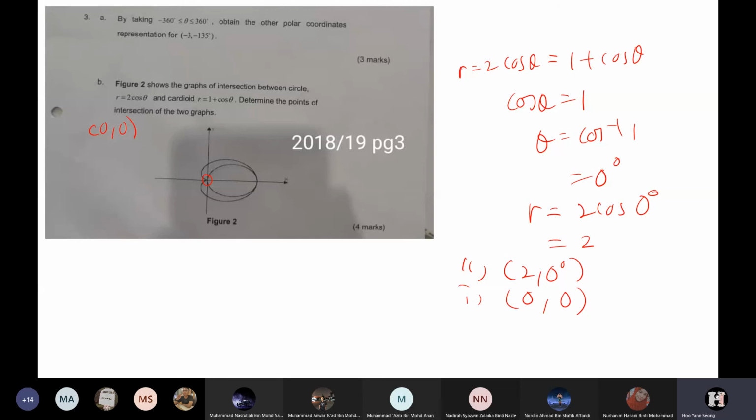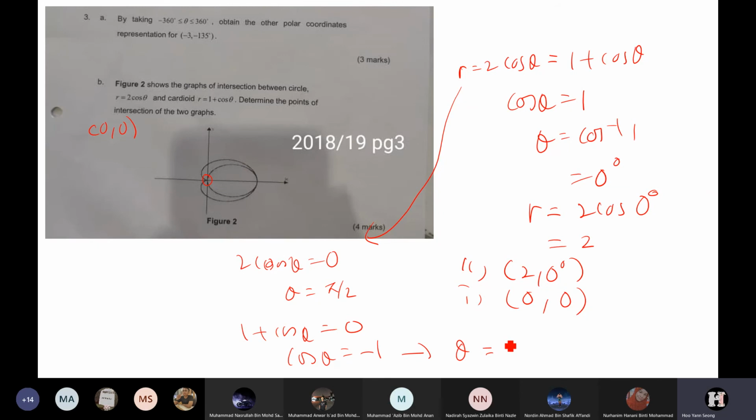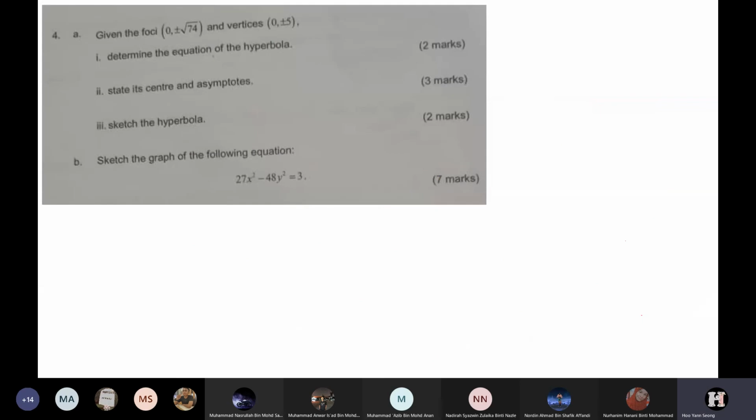If the question has no sketch of the intersections, you have to try it yourself. 2 cos theta equals 0, so theta is pi over 2. Then 1 plus cos theta equals 0, so cos theta equals -1, and from here theta equals 3 pi over 2. Then you can conclude you have (0, 0). This is provided.